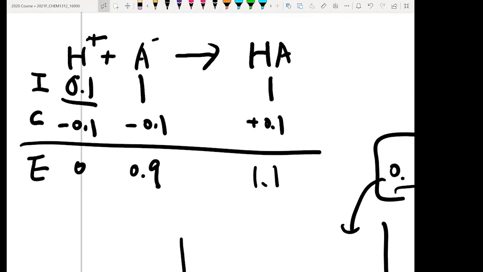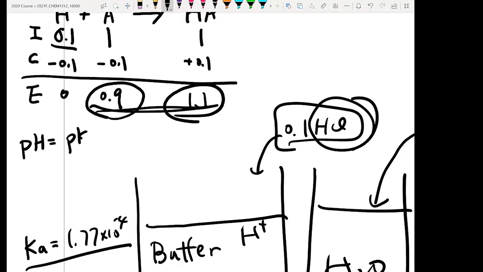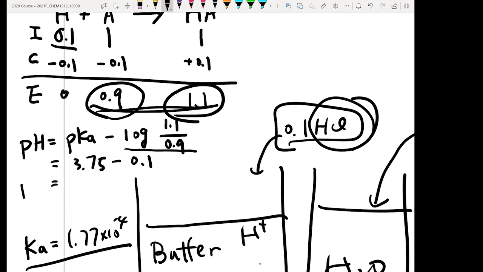After you add in the acid, the thing you really change is the concentration of the conjugate acid and base, right? So right now you can see that the conjugate base concentration decreases a little bit, and the conjugate acid concentration increases a little bit. Once you know this, you go back to the buffer situation again. pH equals pKa minus log. Acid right now is 1.1. Base is 0.9. pKa is 3.75. This log term, I believe, is around 0.1. Therefore, the pH final will be 3.65.